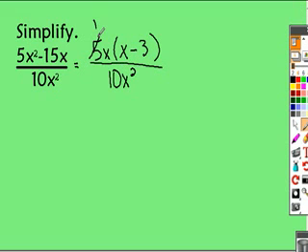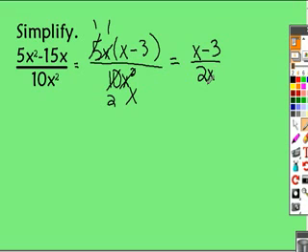So the 5 and the 10 will cancel, the x and the x squared will cancel. And there's nothing else to do. We now have in the top x minus 3 and the bottom 2x. And again, you can't cancel the x in the numerator with the x in the denominator because the one in the numerator is a term. And you can't do that minus 3.